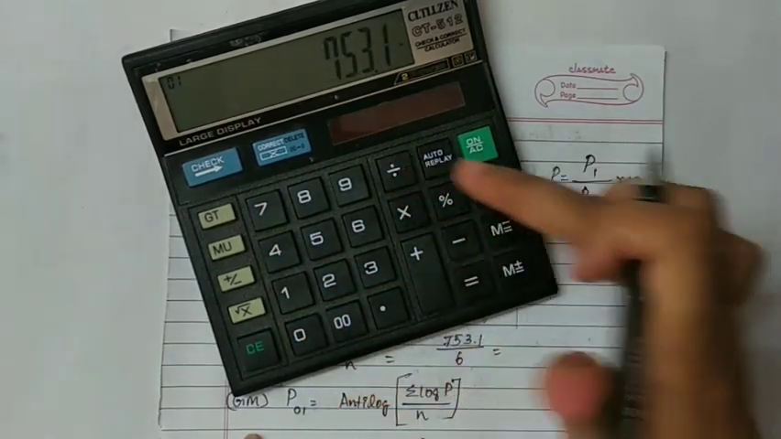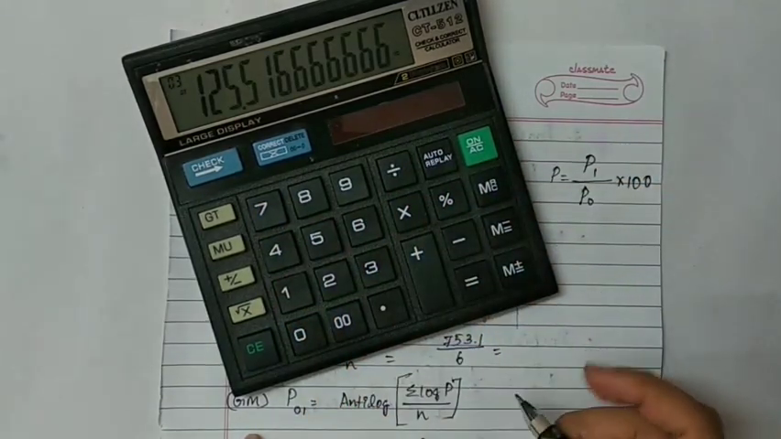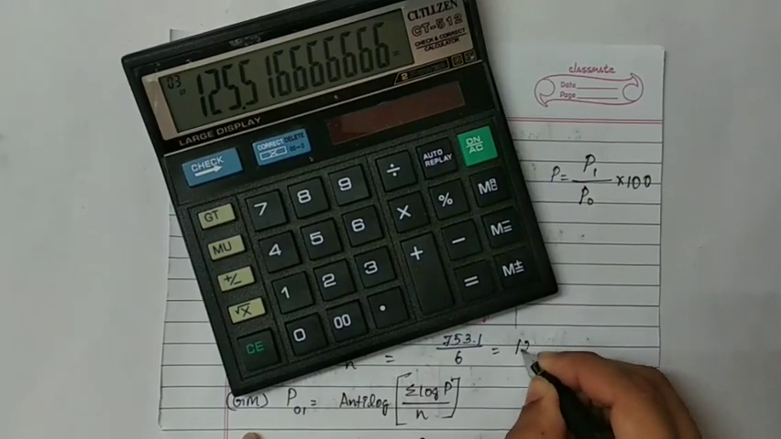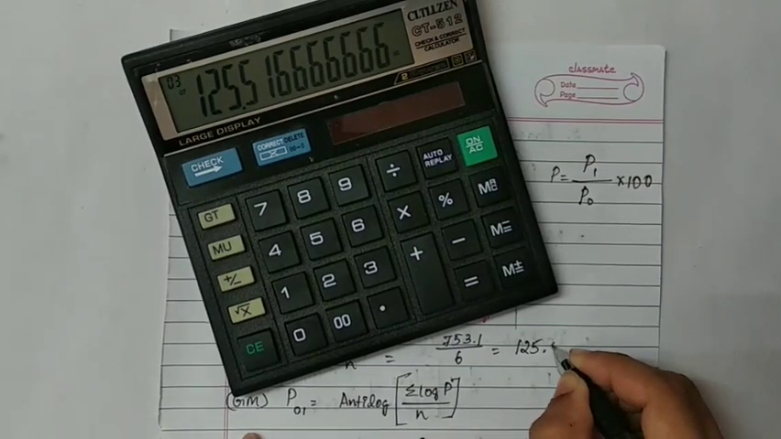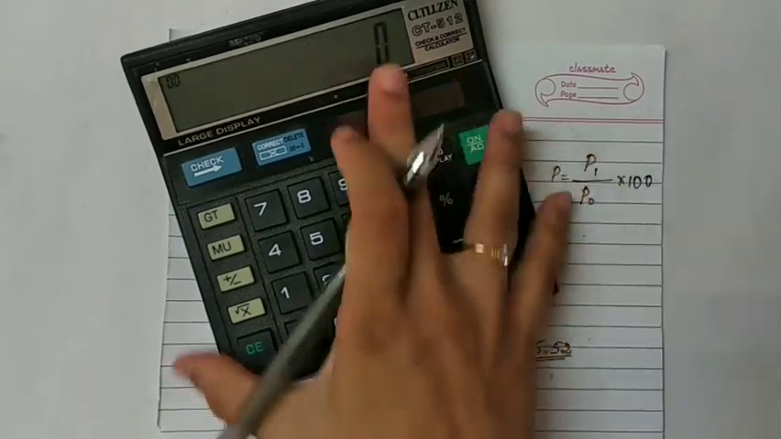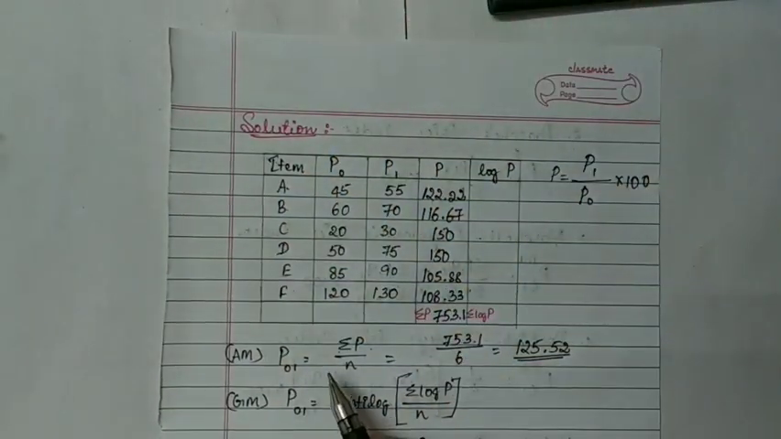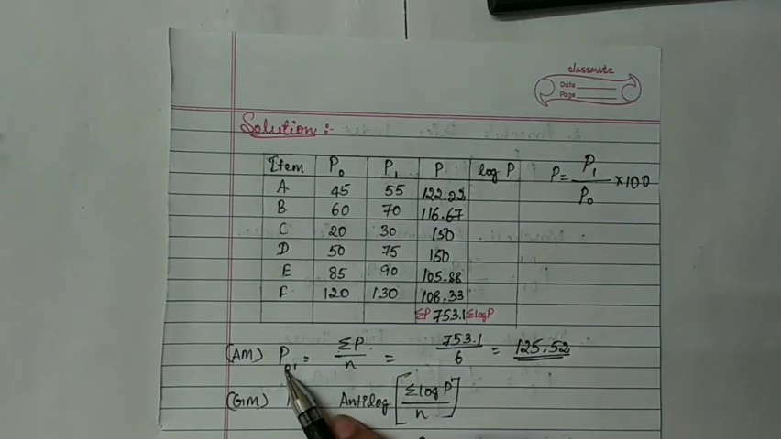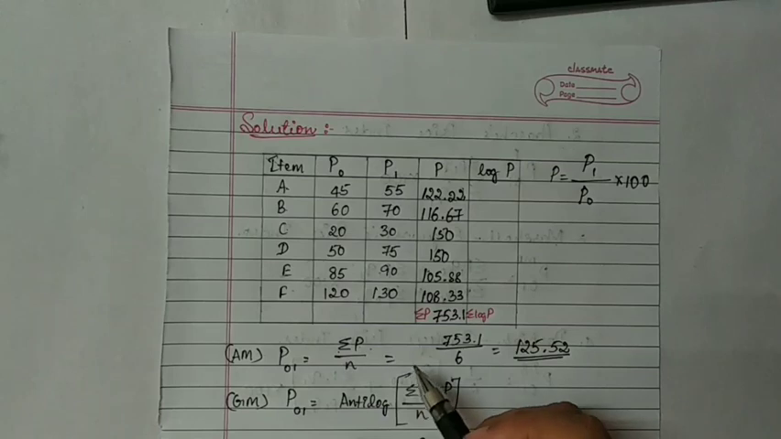753.1 divided by 6 and the answer is 125.52. We are done with calculation of price index number keeping AM, that is arithmetic mean.